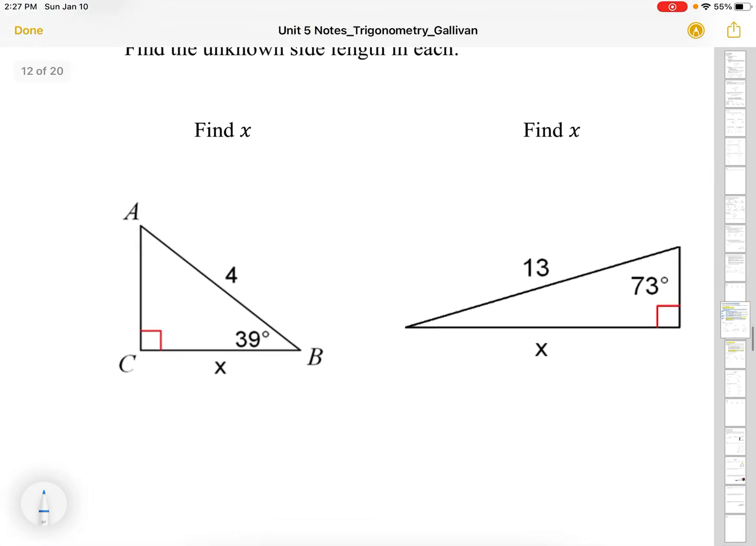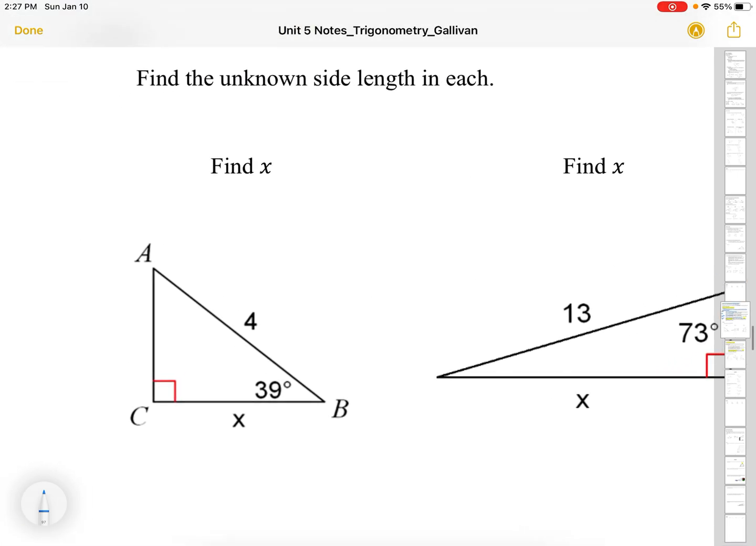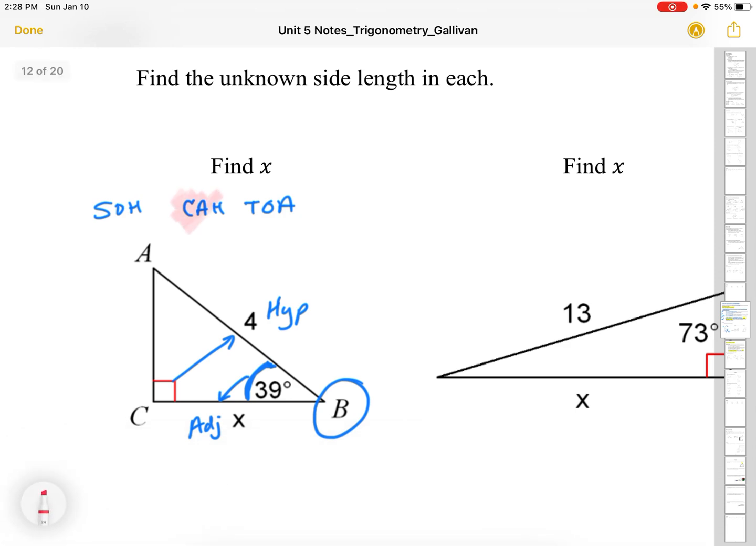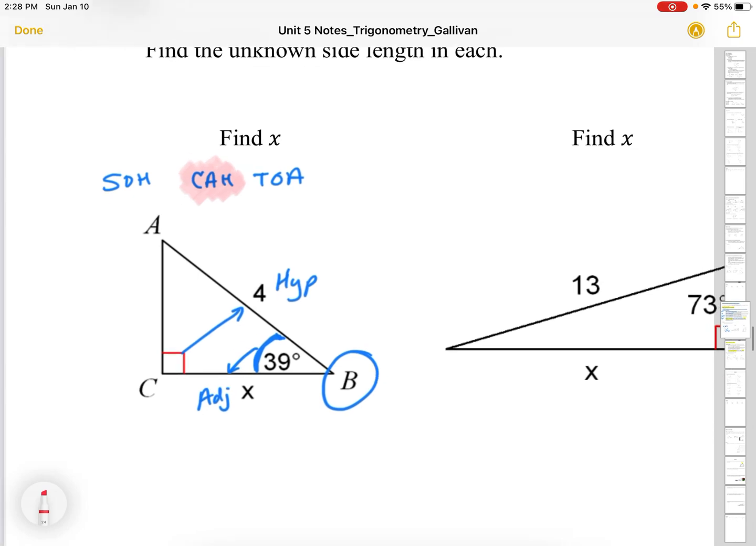Okay, we're going to do some examples. Find the unknown side in each. So let's look at the first one. We have a given angle, 39 degrees, which is our reference angle, so we're going to circle it. Then we're going to label. We know this is our hypotenuse, and this is right next door to 39, so it's our adjacent. Thinking about SOHCAHTOA, we have hypotenuse and adjacent, so we're going to choose to use CAH.